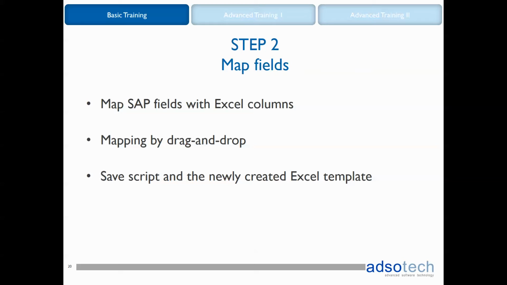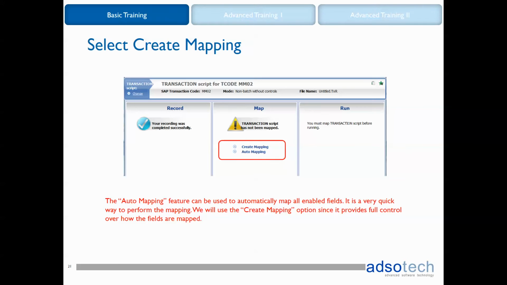So we're going to tell the system which Excel columns will contain what SAP field data. This is a simple drag and drop thing, so nothing fancy about that. And after we have done our drag and drop, we will simply save the script and the new Excel template that we created. So we're here.